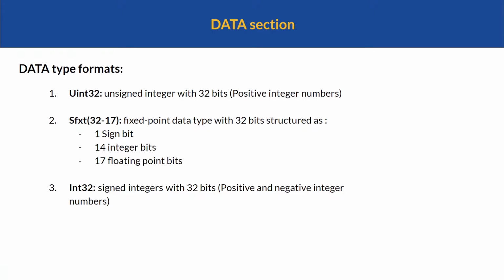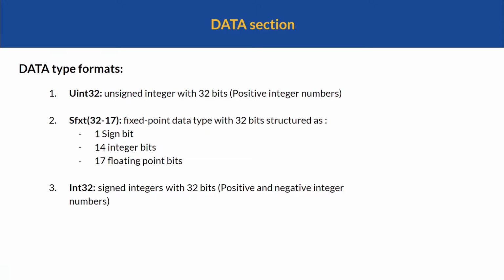But the data type of these numbers is not actually identical. Depending on the command code and the nature of the feedback or the command you're sending, you might use one of the following data types. You might use the unsigned integer value with 32 bits, which is used for positive integer numbers. You might use the fixed point data type with 32 bits, structured as 1 signed bit, 14 integer bits, and 17 floating point bits, which actually are used to represent the floating point data types.